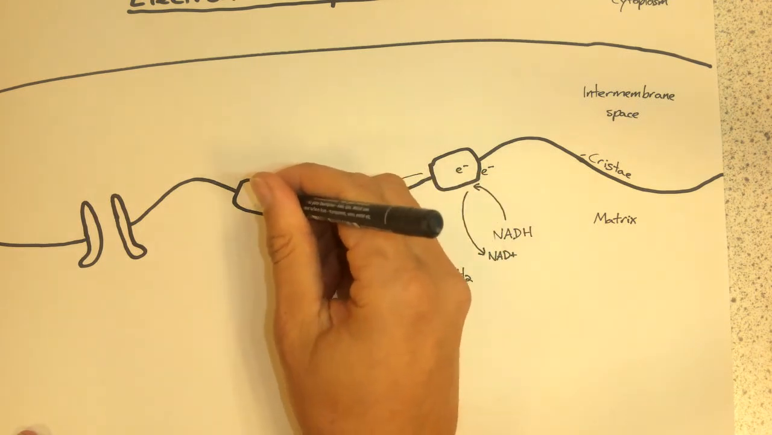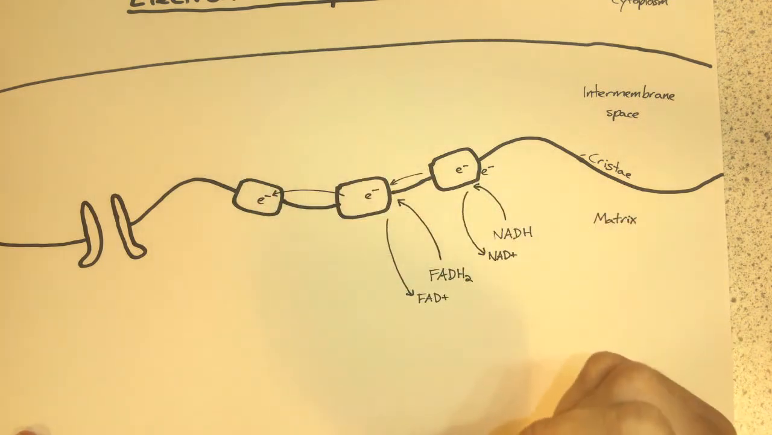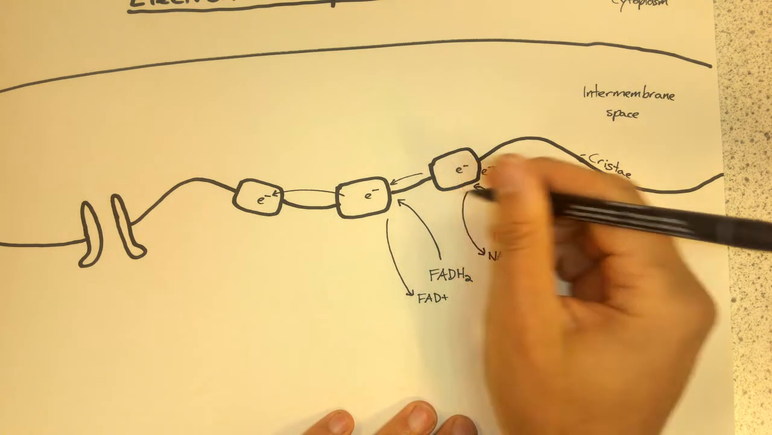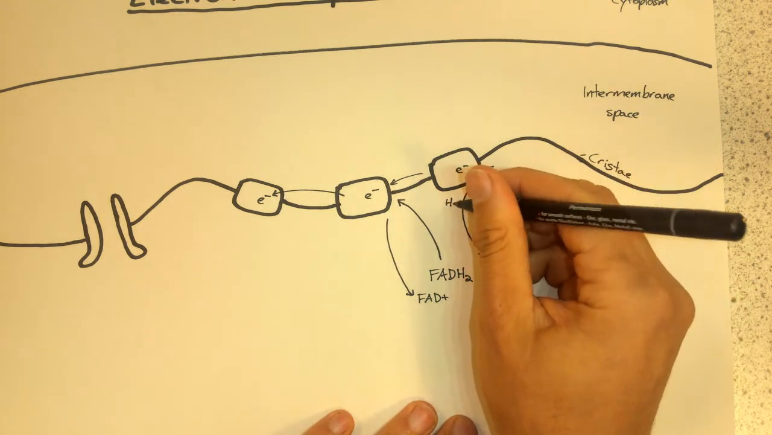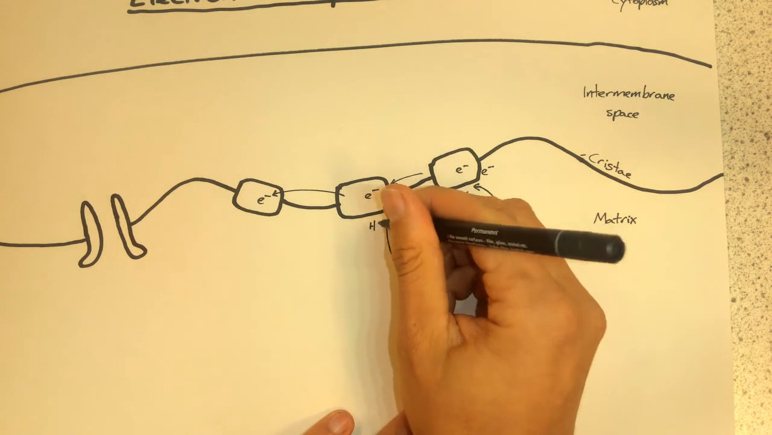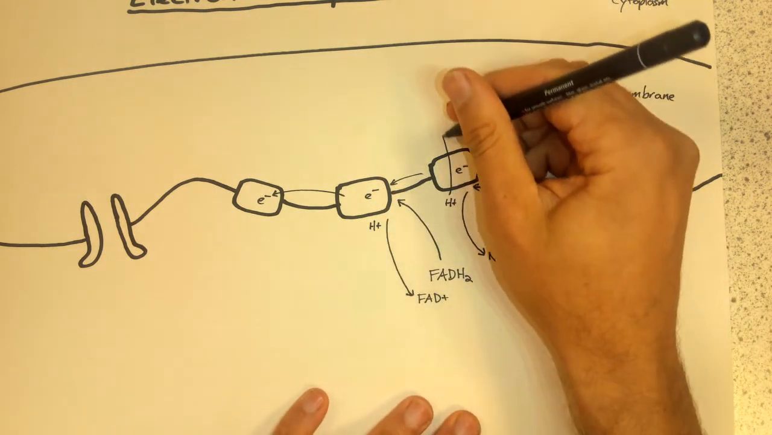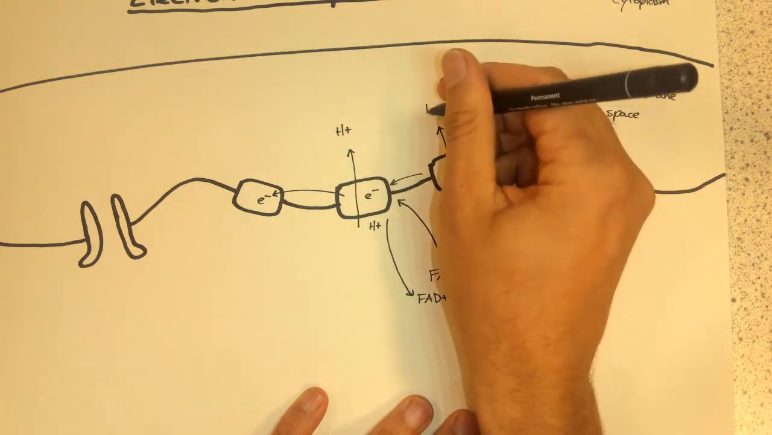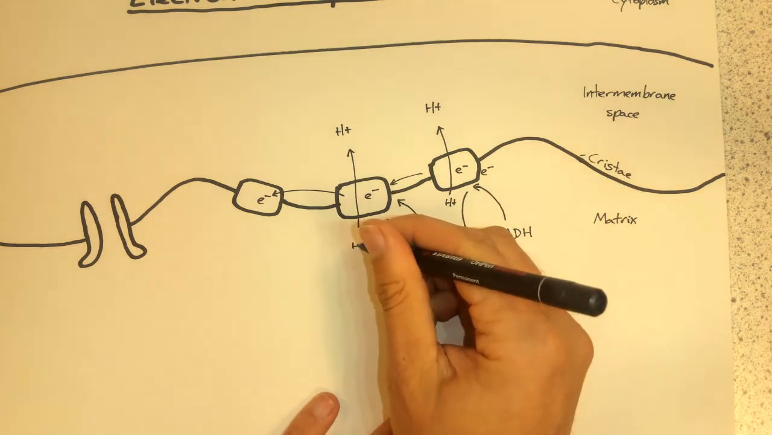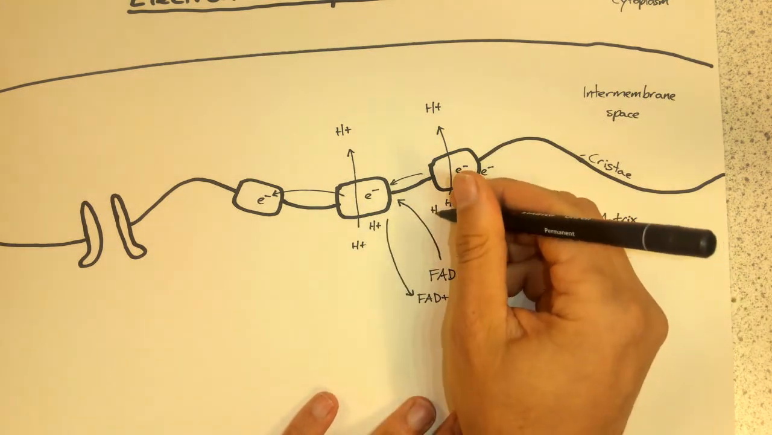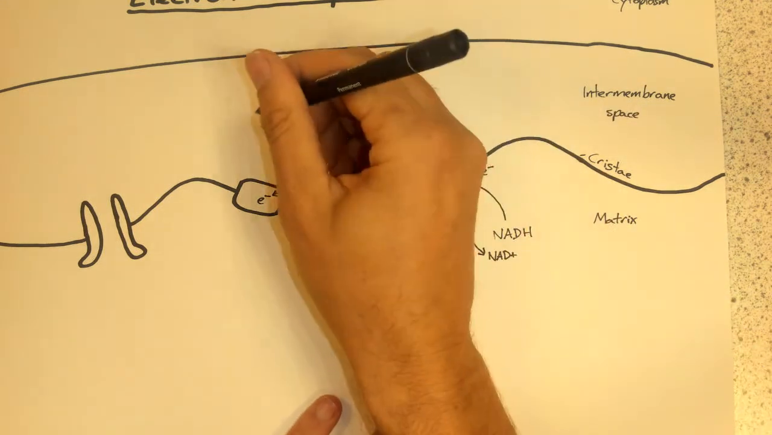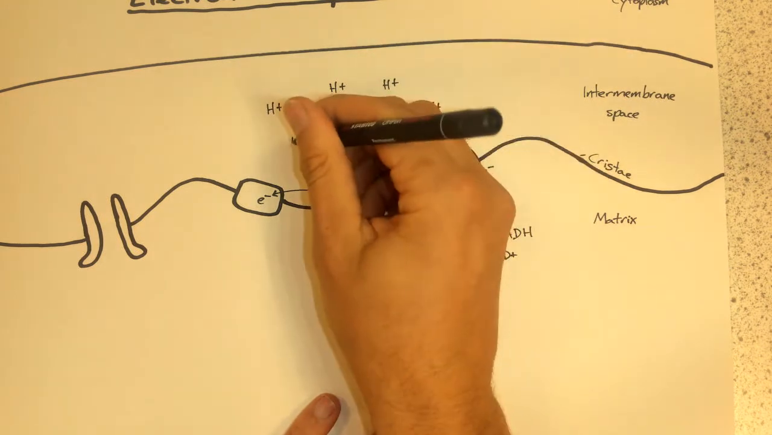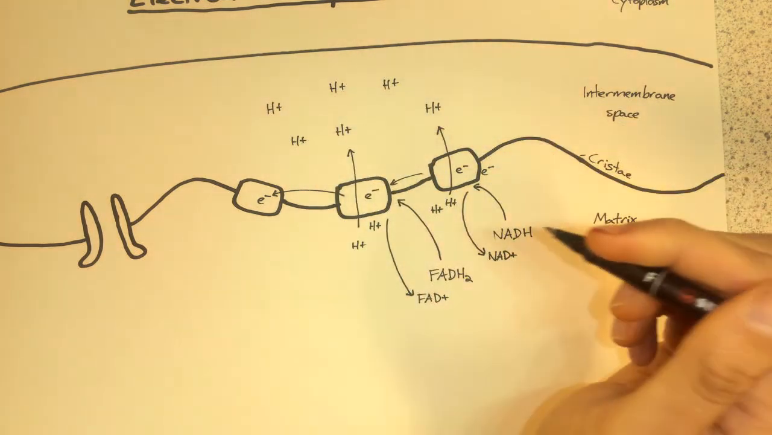In each step of the electron transport chain, as the electrons move down, the energy from those electrons is used to pump hydrogen ions, which have also been dropped off by the NADH and FADH2. It's used to pump those into the intermembrane space. So hydrogen ions from the matrix are pumped into the intermembrane space. This is going to lower the pH of the intermembrane space.